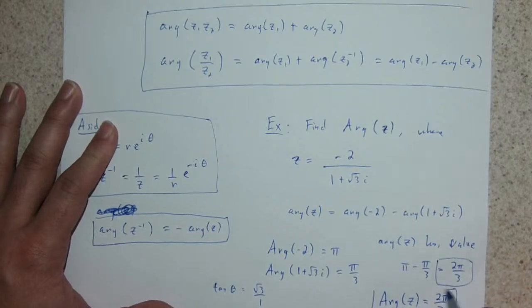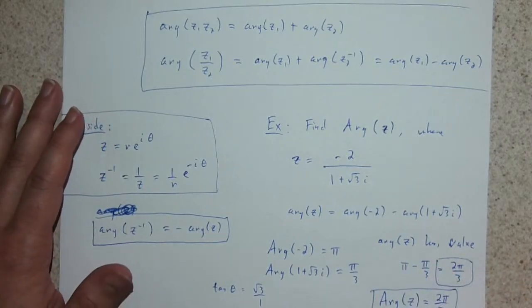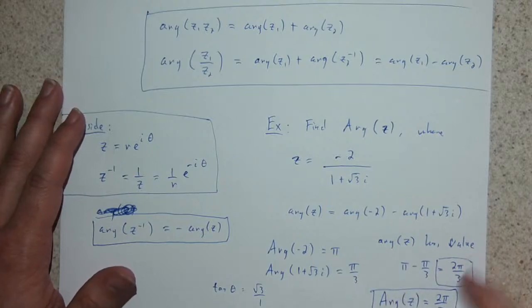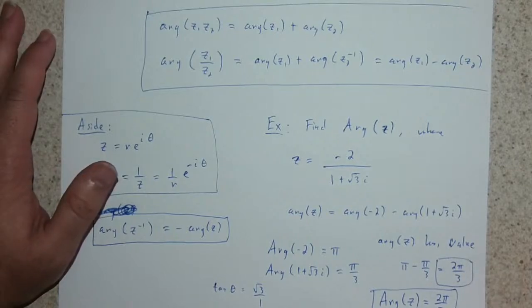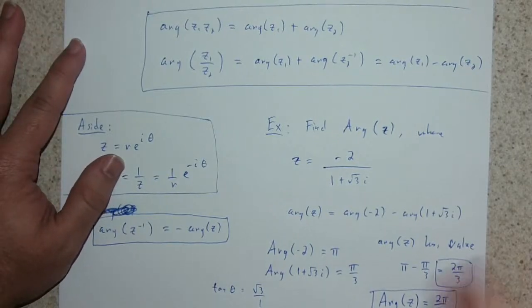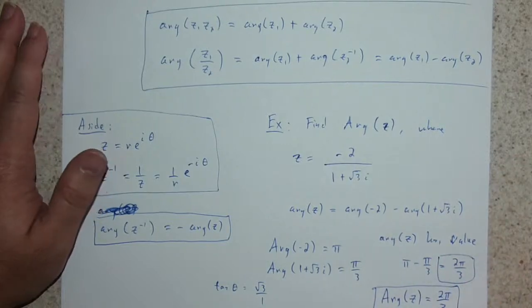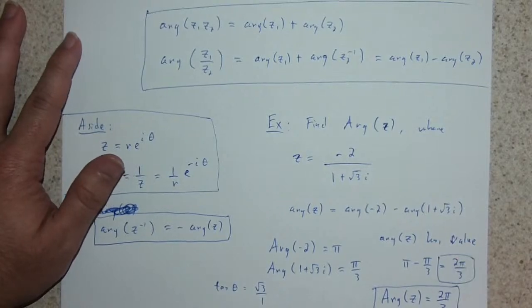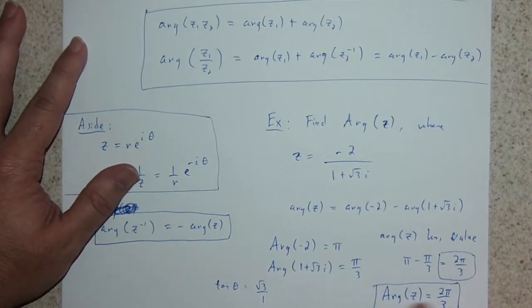So let me go over that again, right? This is one potential value in the argument for z. The other values, of course, would be integer multiples of 2 pi. Once you find any value in arg z, you can get all the others by adding integer multiples of 2 pi. And so we found a value, 2 pi over 3, but we didn't have to do anything there to put it between minus pi and pi.